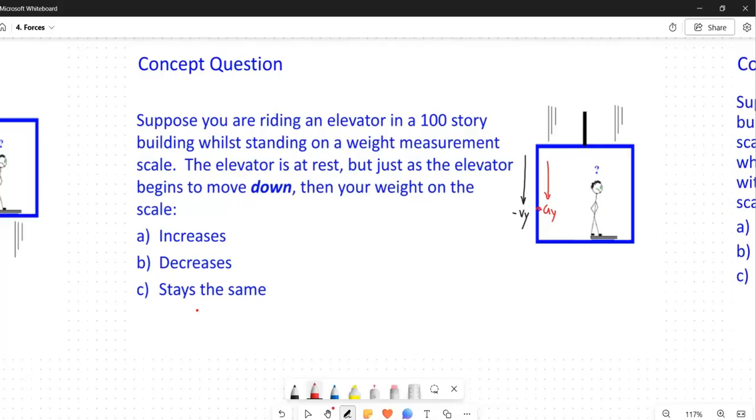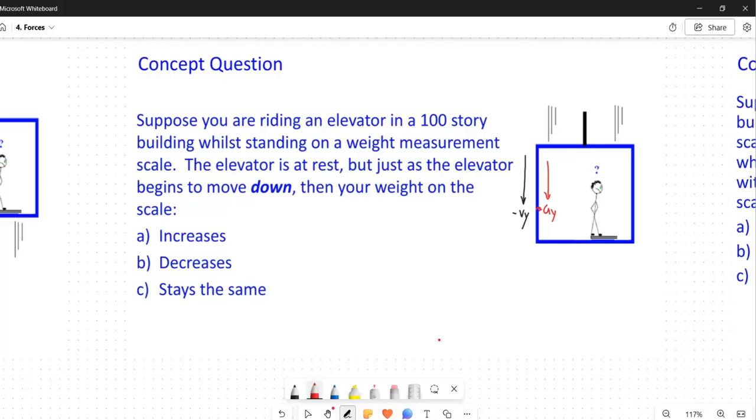Try this out. Pause the video. Okay, well, again, your body is not moving right at the top of the elevator shaft, top of the elevator, and you hit the down button. Now, what is essentially happening is the bottom of the elevator is dropping out from beneath you.